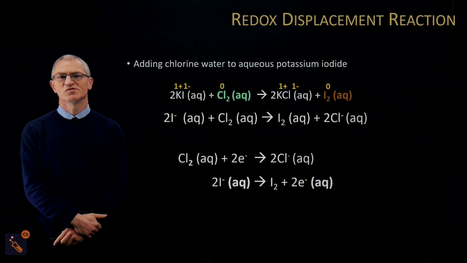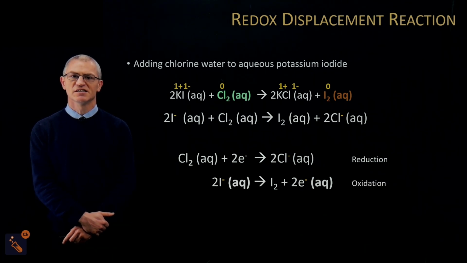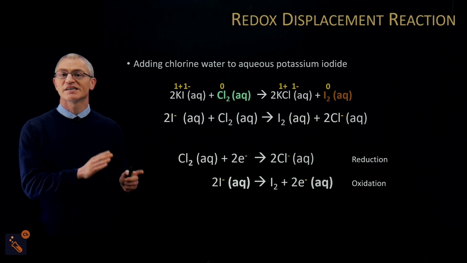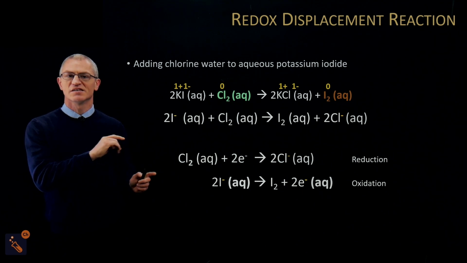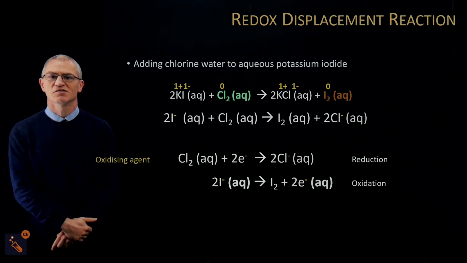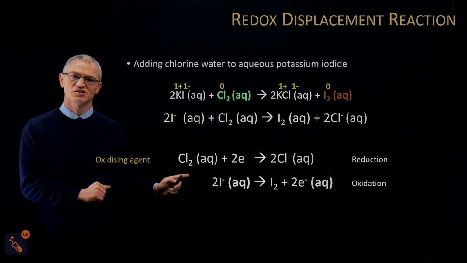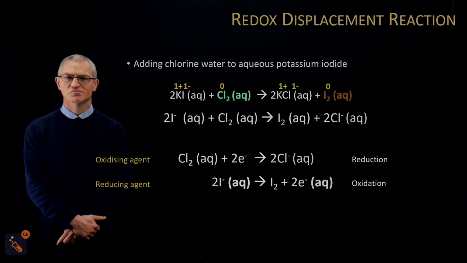So if we apply our rules again, let's look at the oxidation and reduction. That means the chlorine must be reduced and the iodide must be oxidized. And therefore, if we're thinking importantly about oxidizing agent and reducing agent, the oxidizing agent must be reduced. So we can see the chlorine is reduced, so that's our oxidizing agent, and the reducing agent must be oxidized, so therefore that is our reducing agent.